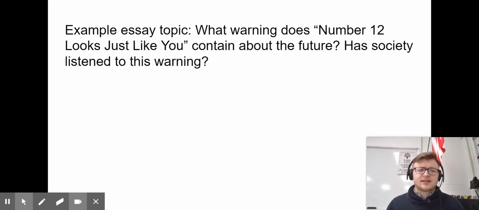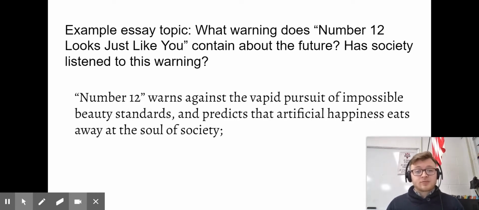How are you going to write a thesis statement that addresses both questions while still being concise, while still arguing for a point, while being one sentence? Well, chances are you're going to use a semicolon. So this would be our first part. Number 12 warns against the vapid pursuit of impossible beauty standards and predicts that artificial happiness eats away at the soul of society. There's a lot to argue in here, right?